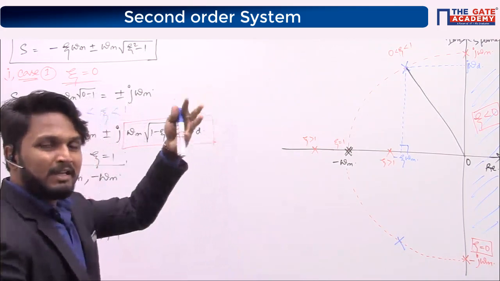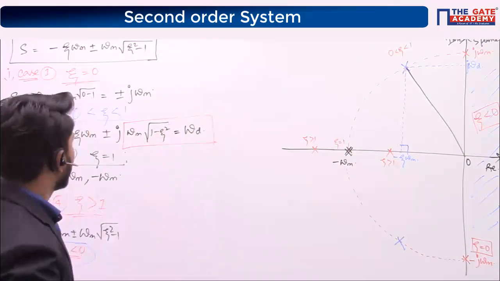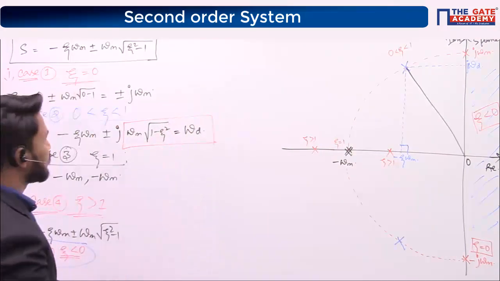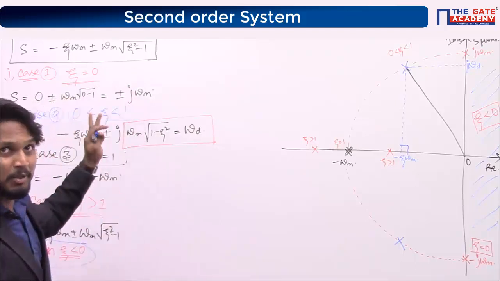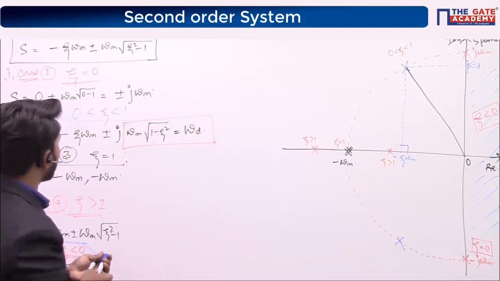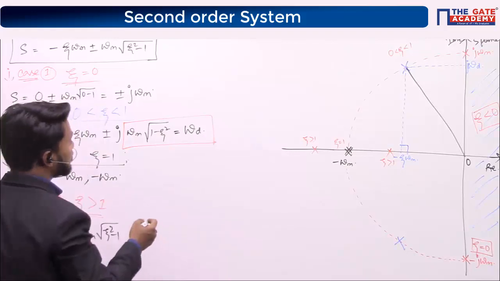So each and every case has a certain name. When zeta is exactly equal to 0, the response under this particular case will be called an undamped response.